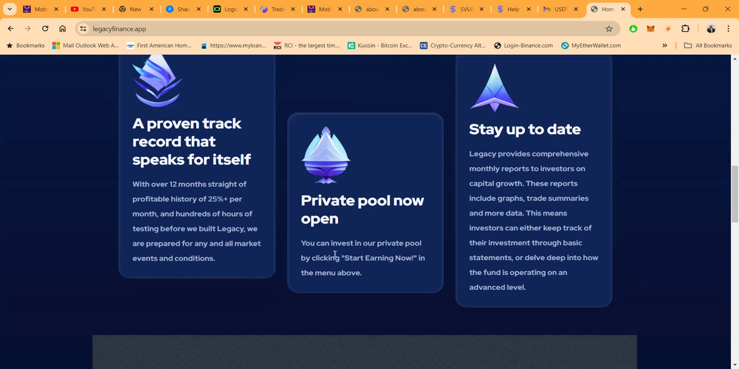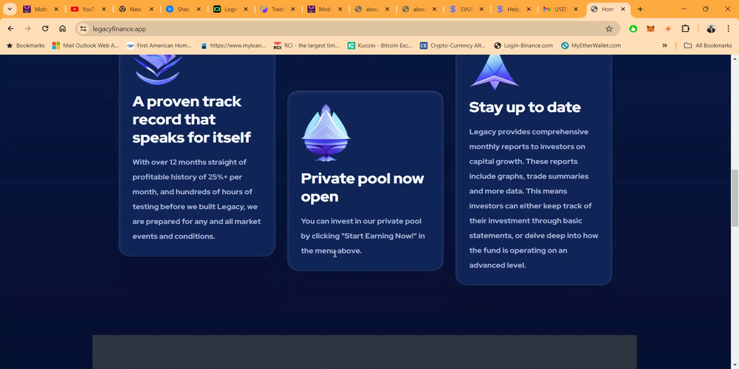The private pool is open now. So this is a private pool you're getting in. You won't be going to a deposit dashboard. You're going to be depositing a different way back there. I'll show you all this stuff.